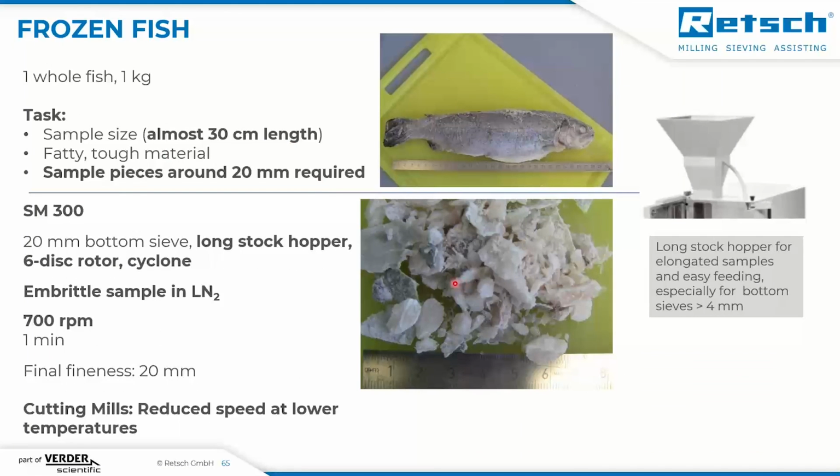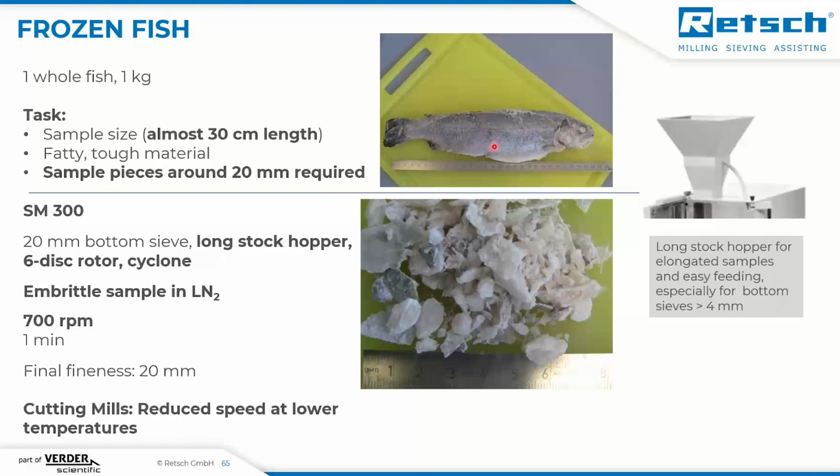So here we changed the equipment. We use a different hopper for the SM300. We take the long stock hopper, so the hard frozen fish can be inserted quickly into the mill, very nicely. And we use a 6-disc rotor. I'll show you the rotor in the next slide, which is a very robust rotor and can cope with this hard block of material. So the fish is not smooth anymore.